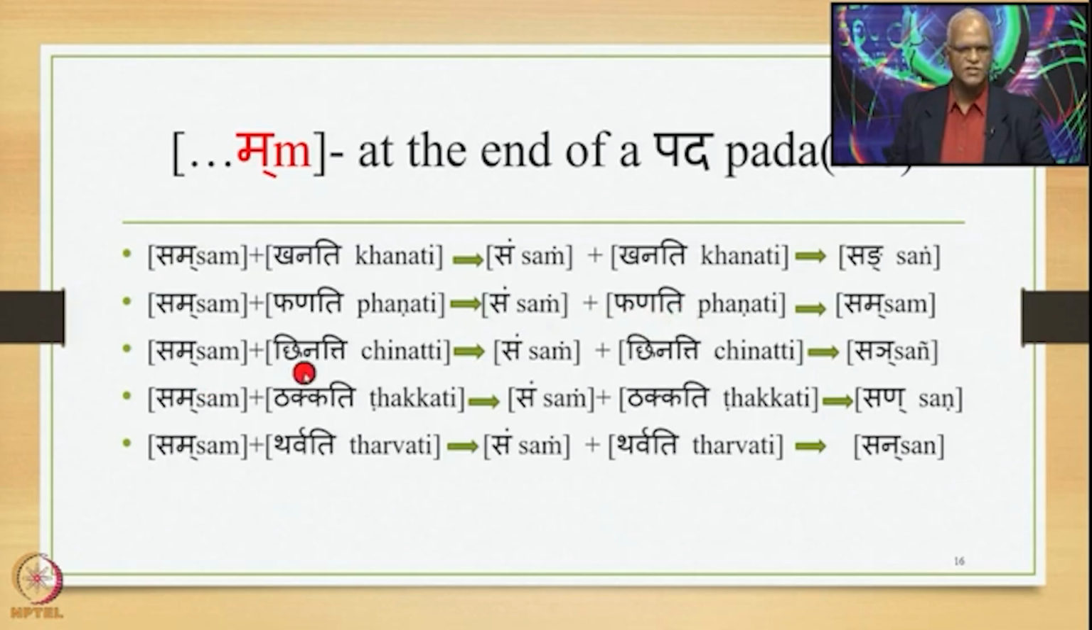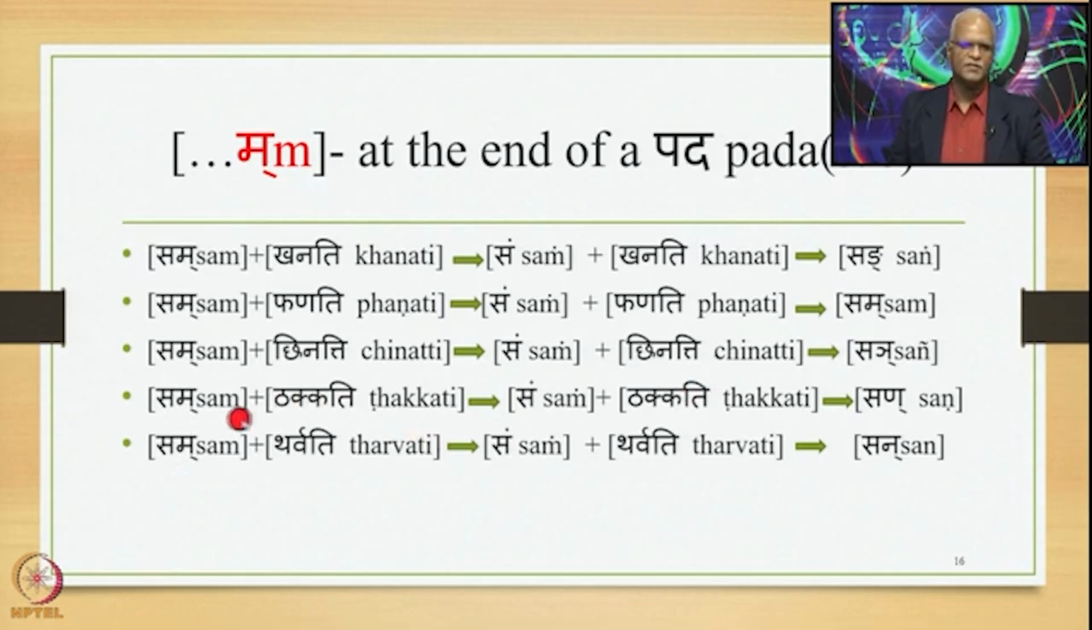Similarly, we have sam plus chinatti, and ma is substituted by an anuswara, and the output generated is sam plus chinatti. This becomes an input for 8459, and so 8459 substitutes this anuswara by the nasal parasavarna of cha, which is ya. So we get sayy plus chinatti as the output optionally, and optionally we also derive sam plus chinatti.